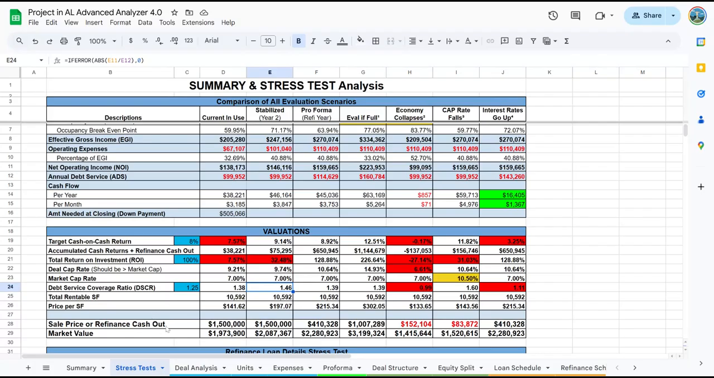Now, your sale price or refinance row, the first two columns, that's your sale price. The last 5 columns, that is the cash out value that you'll receive when you refinance. And then the market value shows you what the market value is under the current market cap rate. So let's see how this project performs under each economic scenario.